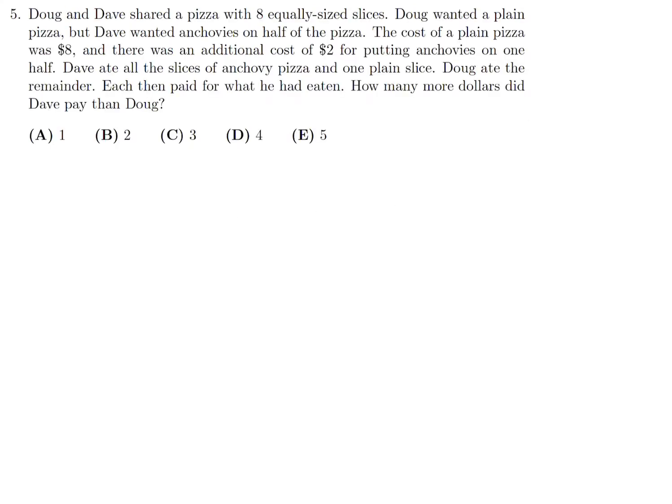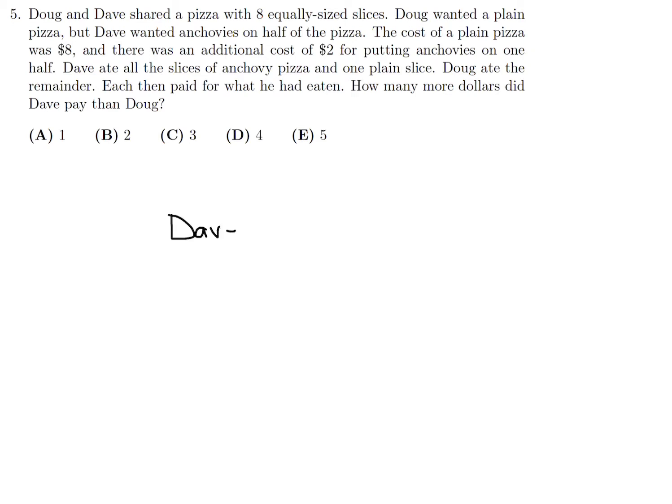Doug and Dave share a pizza with 8 equally sized slices. Doug wanted a plain pizza, but Dave wanted anchovies on half of the pizza. The cost of the plain pizza was $8, and there was an additional cost of $2 for putting anchovies on one half. Dave ate all the slices of anchovy pizza and one plain slice. Doug ate the remainder. Each of them paid for what he had eaten. How many more dollars did Dave pay than Doug?